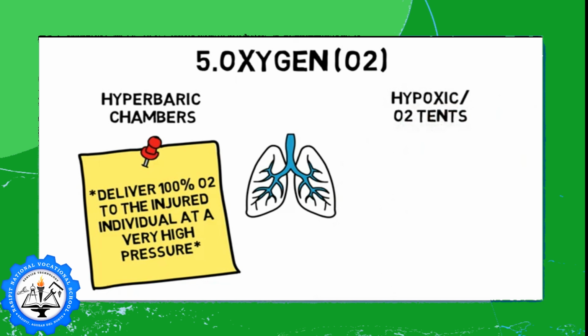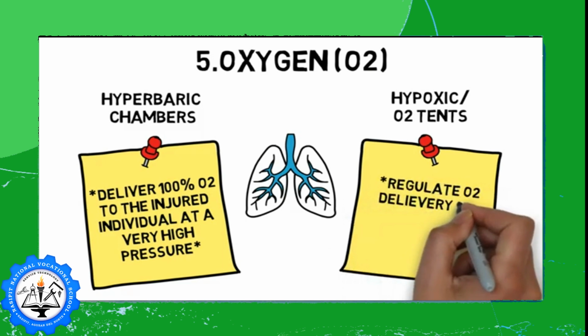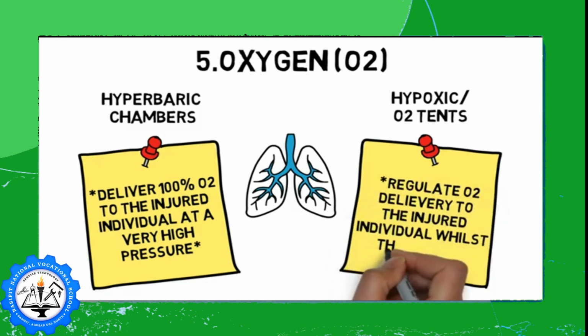Hypoxic or oxygen tents regulate oxygen delivery to the injured individual whilst they sleep. The body responds to low oxygen levels by increasing production of red blood cells. They do not aid recovery as such, but can preserve cardiovascular fitness of an athlete whilst they are injured or adjusting to altitude conditions.